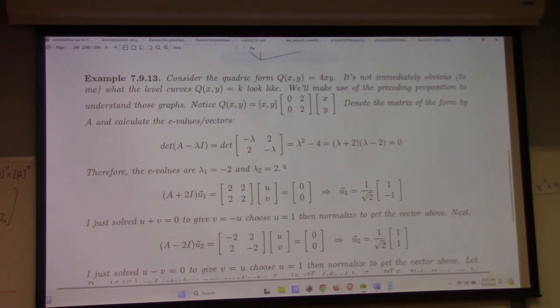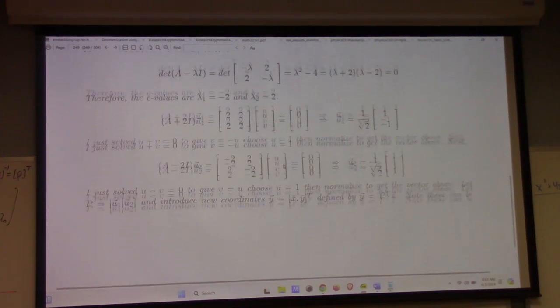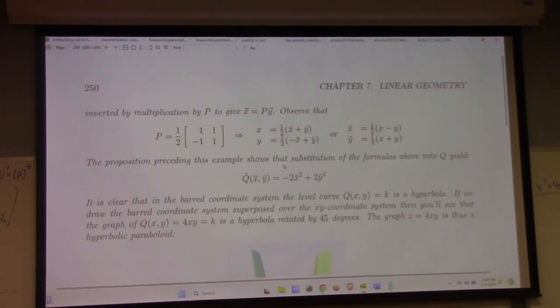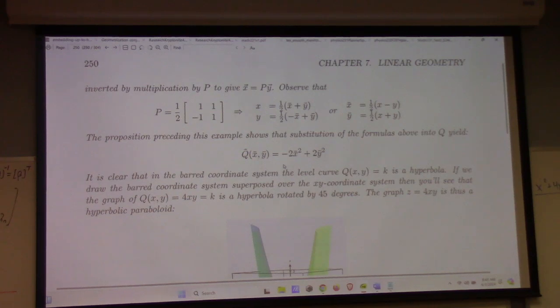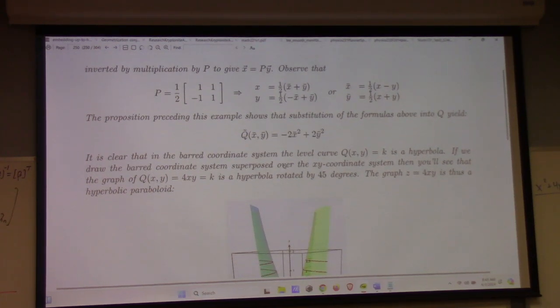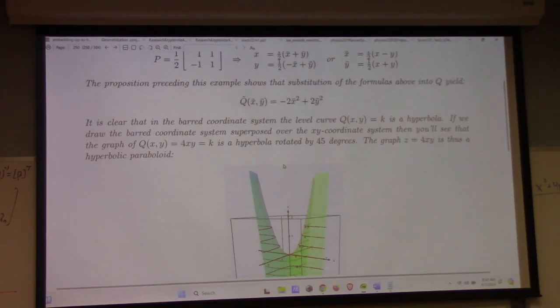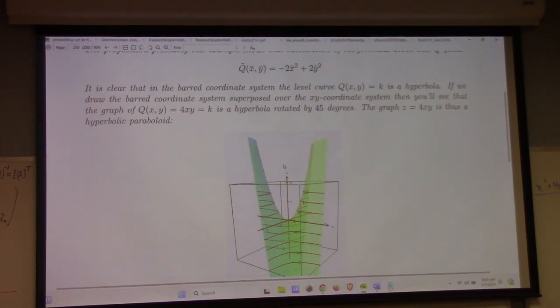And then 4xy is another example. You find the eigenvalues are minus 2 and 2, which means if we looked at z equals q of xy, it would be a hyperboloid. And so here's the change of coordinates I worked out explicitly. It changes to minus 2x bar squared plus 2y bar squared, which means that when you graph it, it's a saddle.